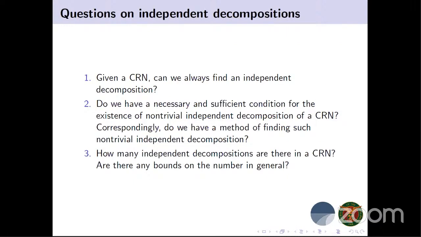And number three, how many independent decompositions are there in a CRN? Are there any bounds on the number in general? I will not focus on number 3, I will just focus on number 2. For number 3, we had a formula for the number of independent decompositions. This is given by, we will use the Bell number to get the number of independent decompositions. That's in terms of what we term prime independent decomposition. So I will just focus on number 2.